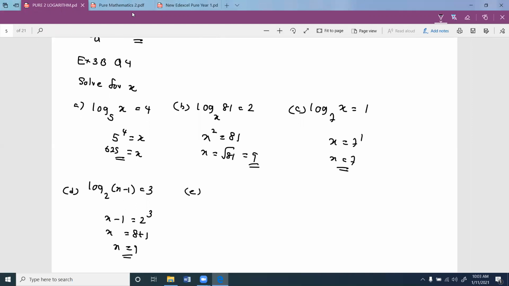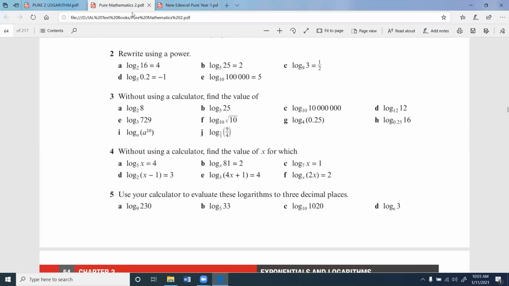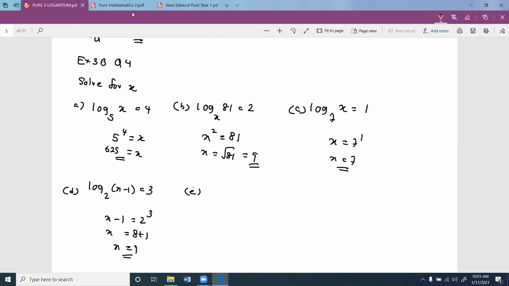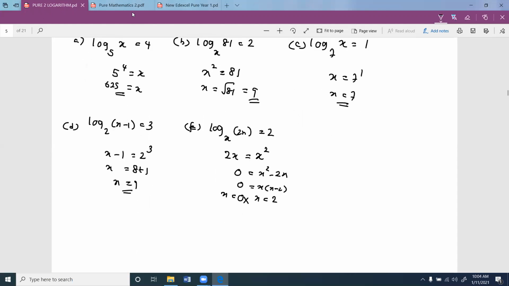E, this one also you can do it here. F: log_x 2x equals 2. So you can say 2x is equal to x to the power 2. Now we have to solve this: x squared minus 2x equals 0. Therefore, x(x minus 2) equals 0, so you get x equals 0 and x equals 2. But x equals 0 is not valid because you cannot have a base of 0. So the answer becomes x equals 2.